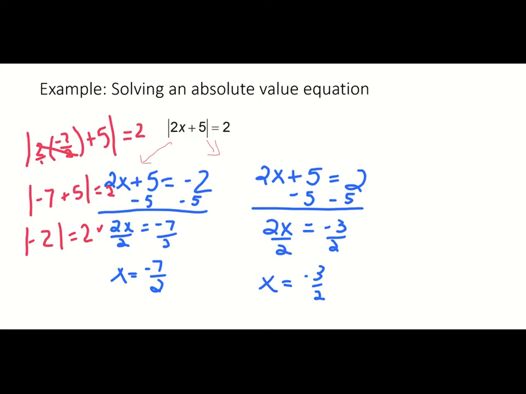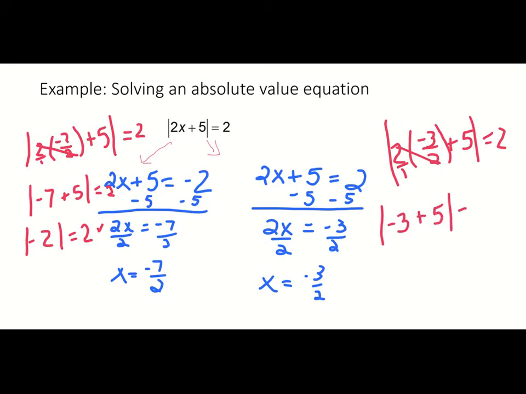Let's do the same thing with our other solution that we got. Let's check it. So we will do 2 times -3 over 2 plus 5, and we want to make sure that's equal to 2. So again, the 2's will cancel, so we end up with the absolute value of -3 plus 5. And inside the absolute value symbols, we get 2, which does equal 2. So both solutions here check.